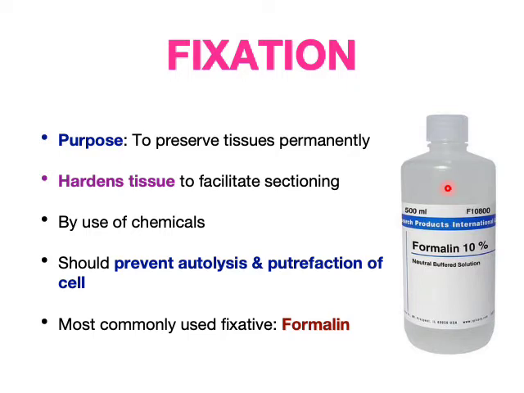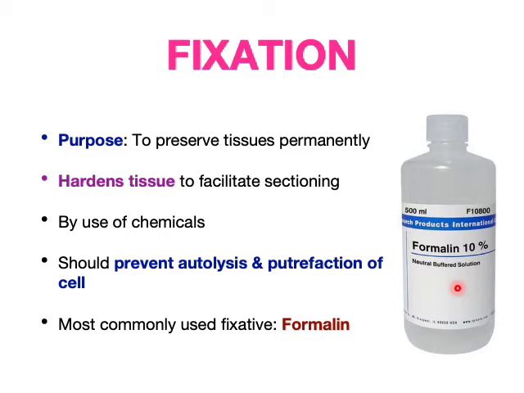So how is this fixation done? It is done by use of a chemical or a mixture of chemicals. An ideal fixative should prevent the autolysis and putrefaction of the cell. The most commonly used fixative is formalin, 10% formalin. That is the most commonly used fixative.